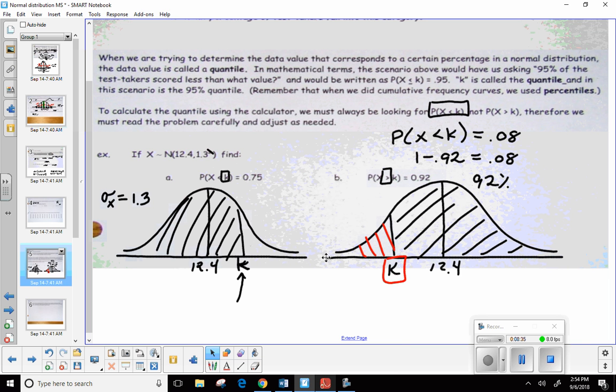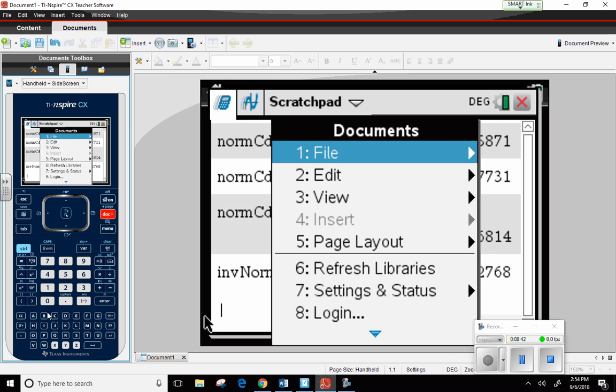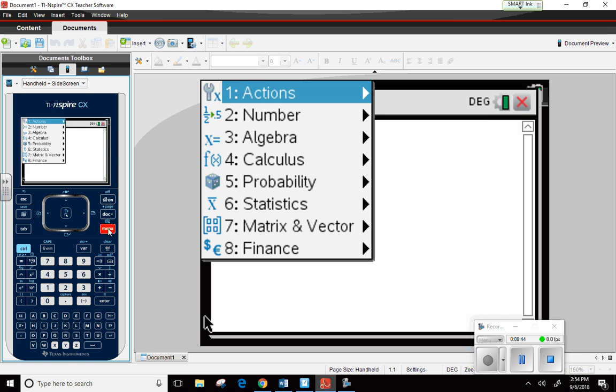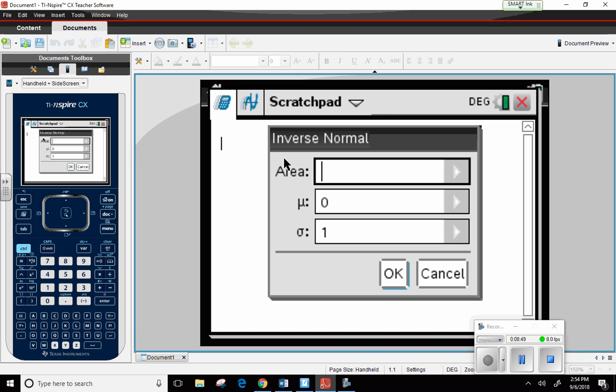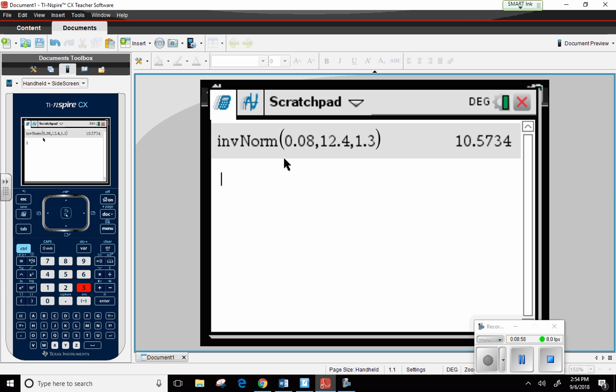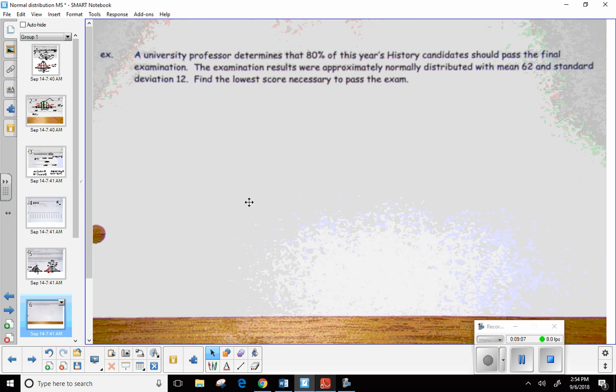I'm going to go to menu again. Let me go to my calculator. Okay, so let me clear this off because it's getting kind of full. So I'm going to go to menu, statistics, distributions, inverse normal. So we want 0.08. We had a mean of 12.4 and a standard deviation of 1.3. Okay, so I'd say we're looking for an element 10.6. Okay, all right, good. Let's look at one more question.